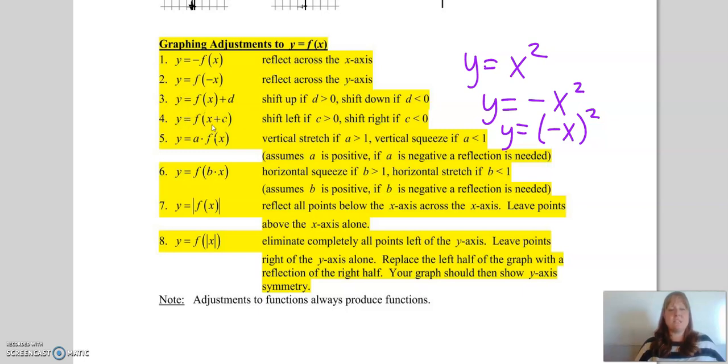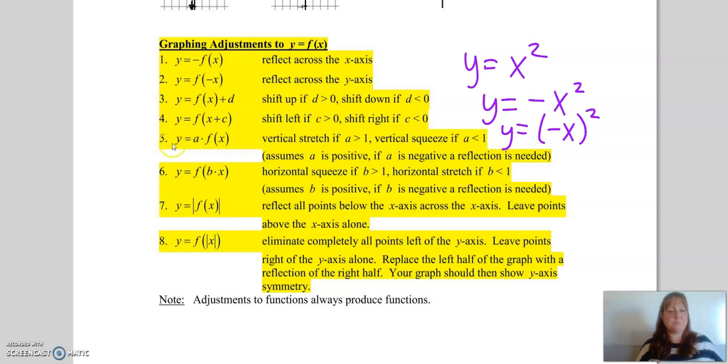If it's inside the function like this, if it happens with the x, then it's going to shift it left and right. It's going to change our x values, so that's going to go either further to the left or further to the right. Now remember, x is a liar. So if it looks like it says positive 5, instead of going positive, we go negative. And if it says x minus 5, we go positive, because x is a liar.